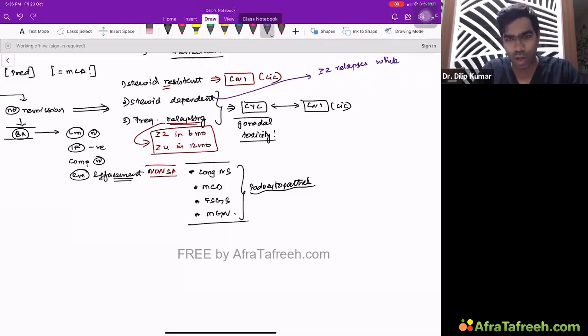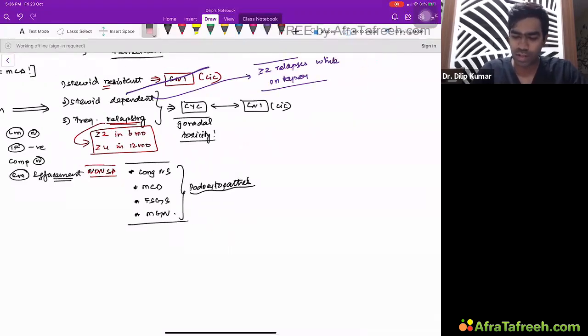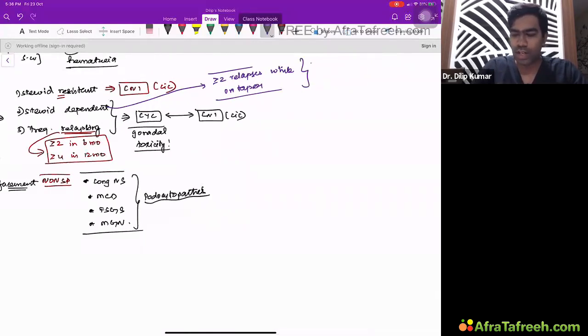Steroid dependent means while on tapering itself, while you are tapering the steroids, that time itself, if you get a relapse, that is steroid dependent. Or one more definition for steroid dependent is if you are getting at least 2 relapses within 1 month of stopping steroids. It's all only for study purposes, but understanding is very simple. While stopping steroids, you get relapse. That is more of a dependent type.